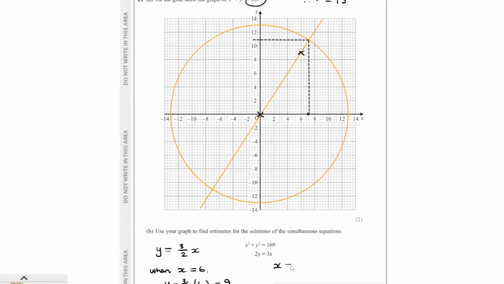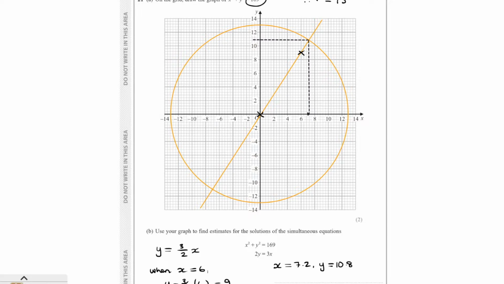Not enough space there, is it? X is 7.2 for that one. And then y for that same one across is, I don't know, like 10.8. Again, be careful of the scale, that's not quite more than 11, is it?